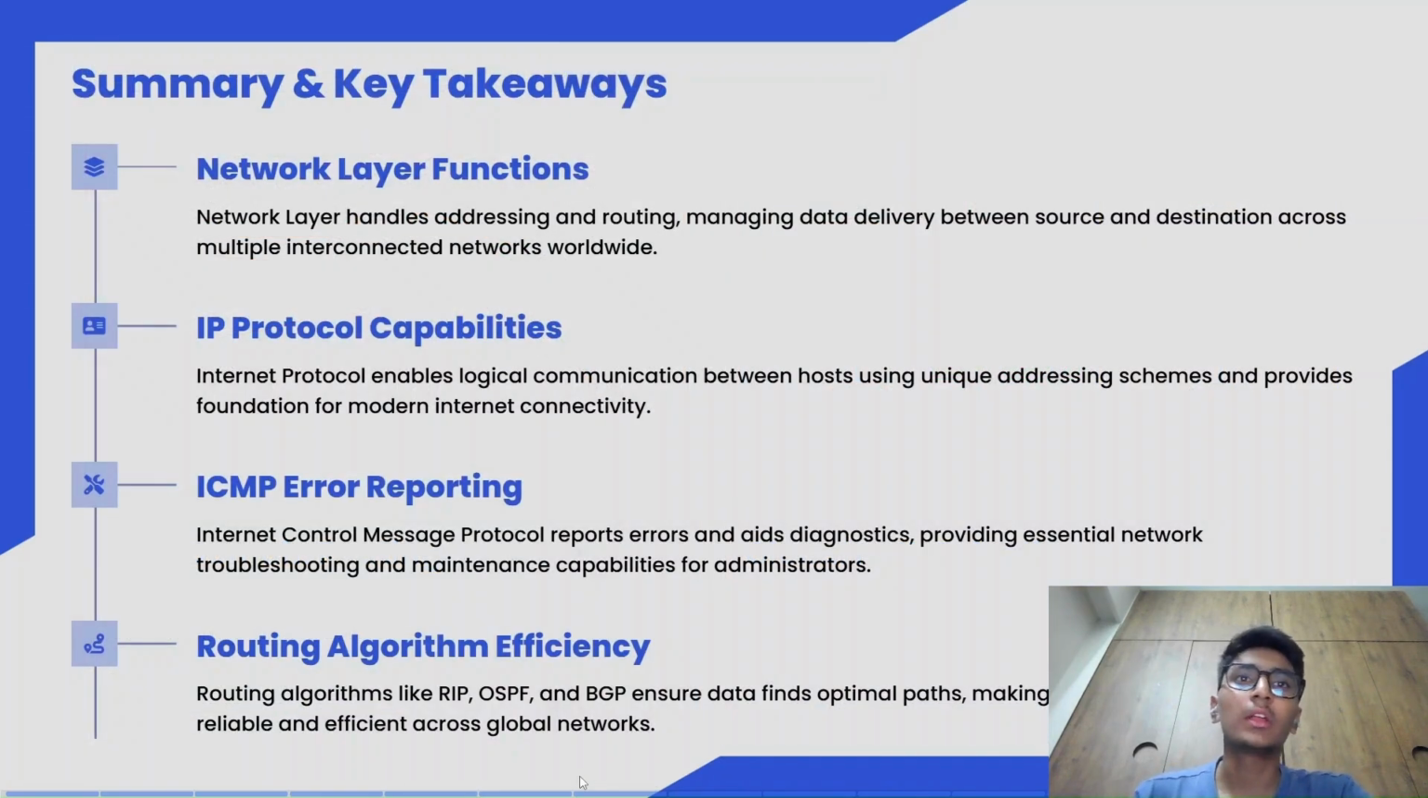To conclude, here are the key takeaways, or the summary, from Unit 4, the network layer. The network layer function: it successfully handles addressing and routing, managing data delivery between source and destination across multiple networks. The IP protocol capabilities: the Internet Protocol, with its unique address schemes IPv4 and IPv6, enables logical communication and provides the foundation for modern internet connectivity.